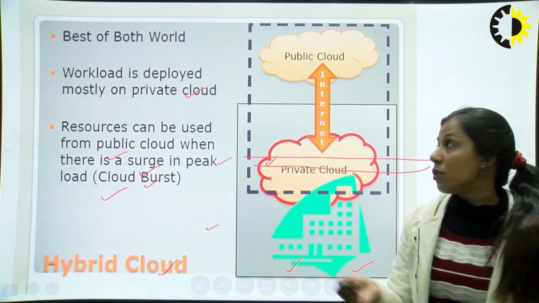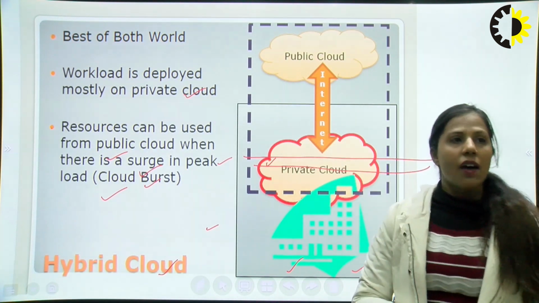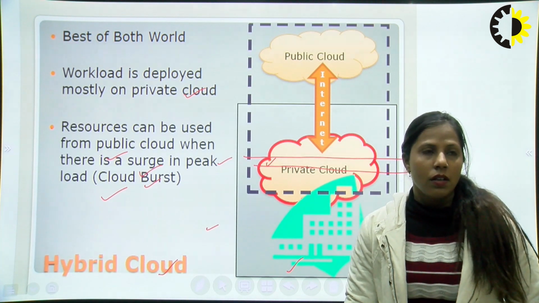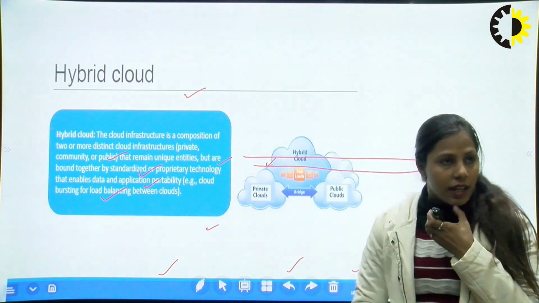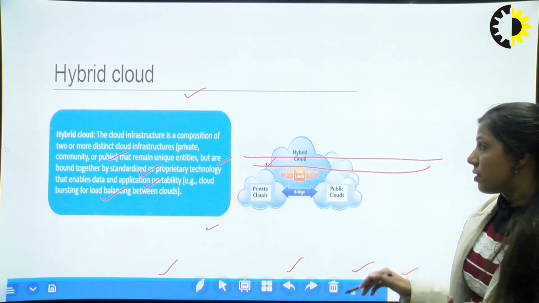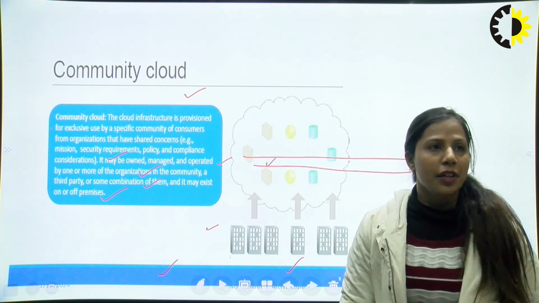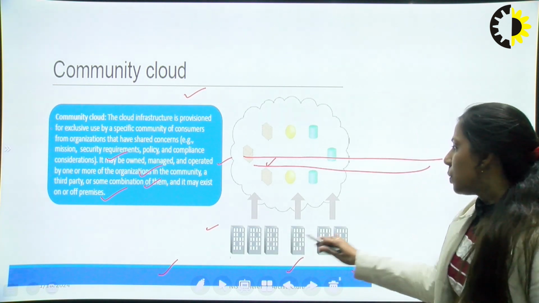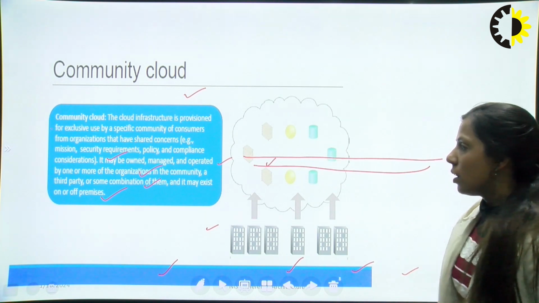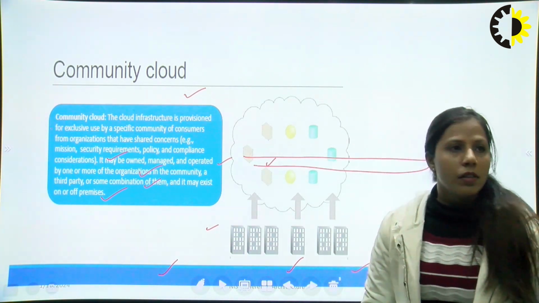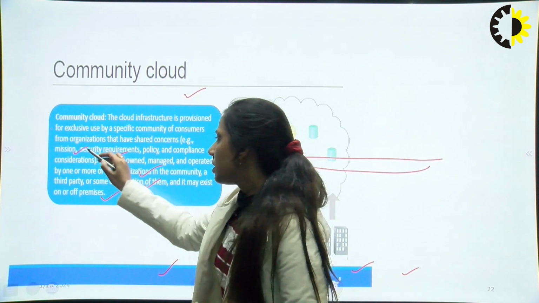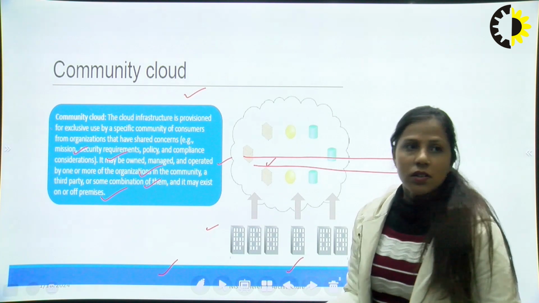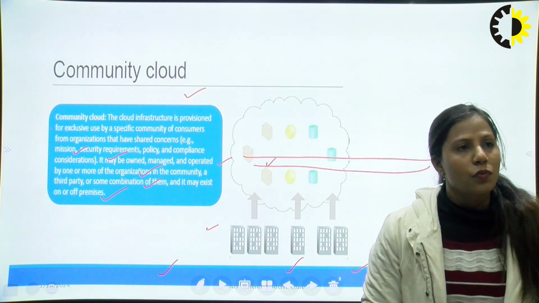The workload is deployed mostly on the private cloud. Then the resources can be used from the public cloud where there is a surge in peak load, a cloud burst. So this is the combination, right? Then last, that is the community cloud, in which a group of organizations use it. These are the groups of organizations that can access particular services through their missions. They can consider security requirements and different policies. So this is how the community cloud works.